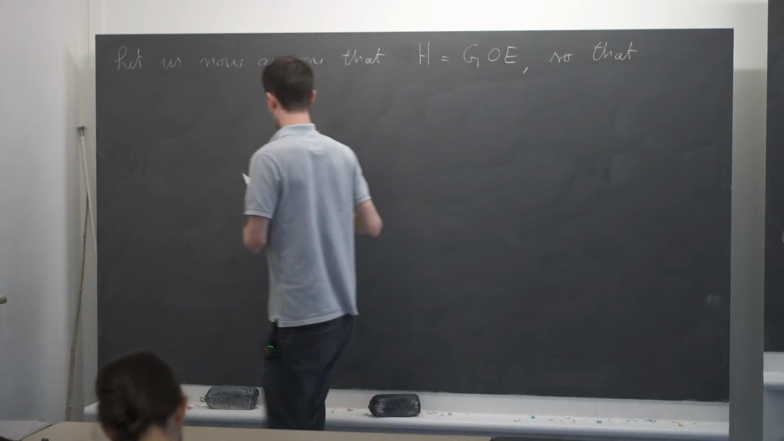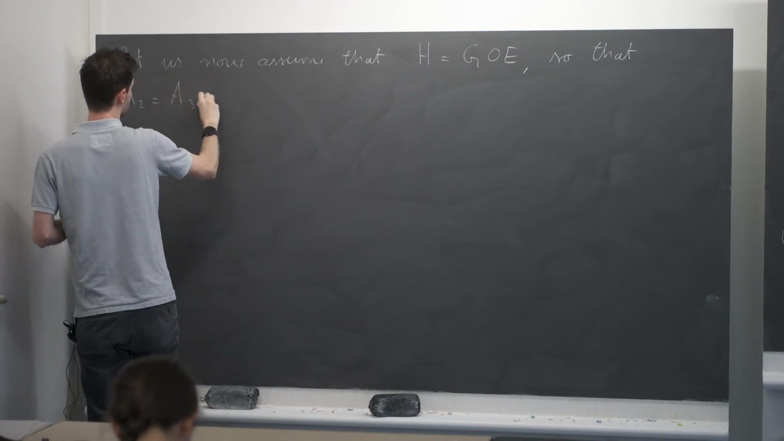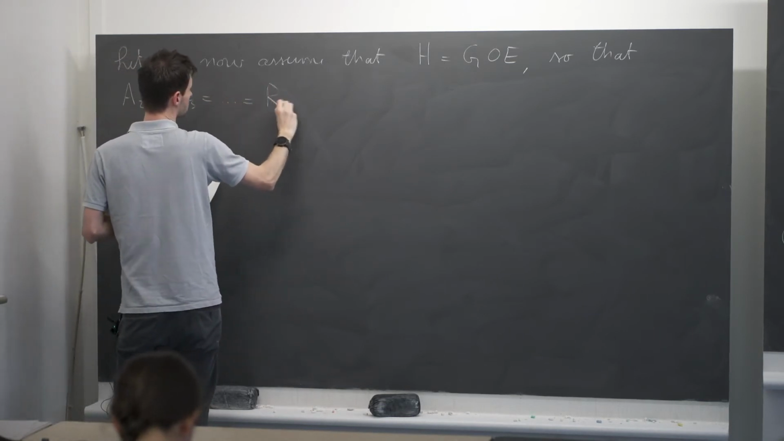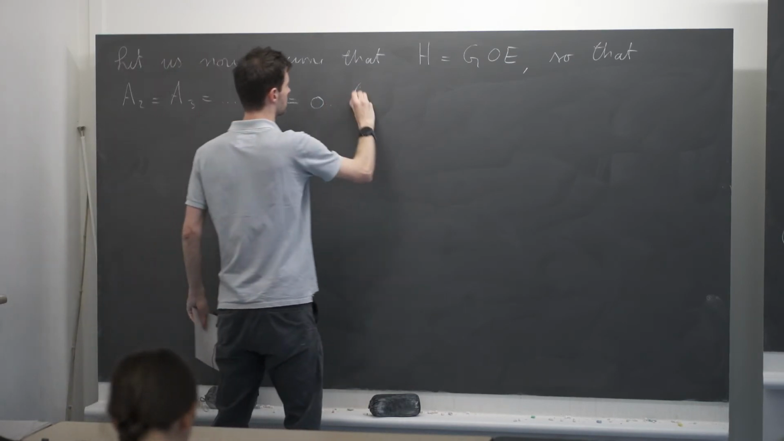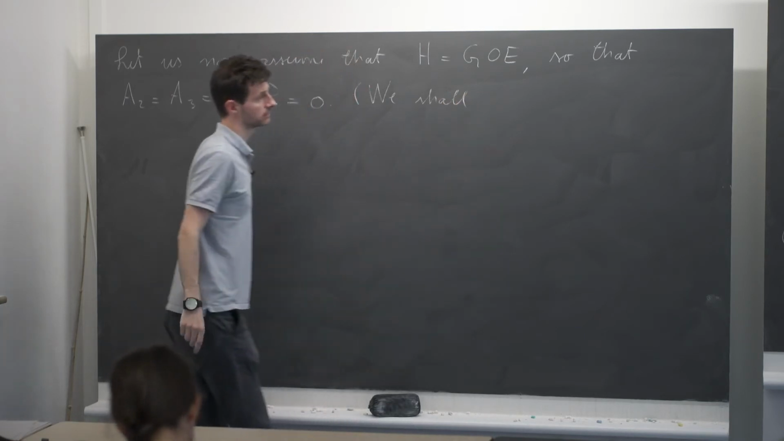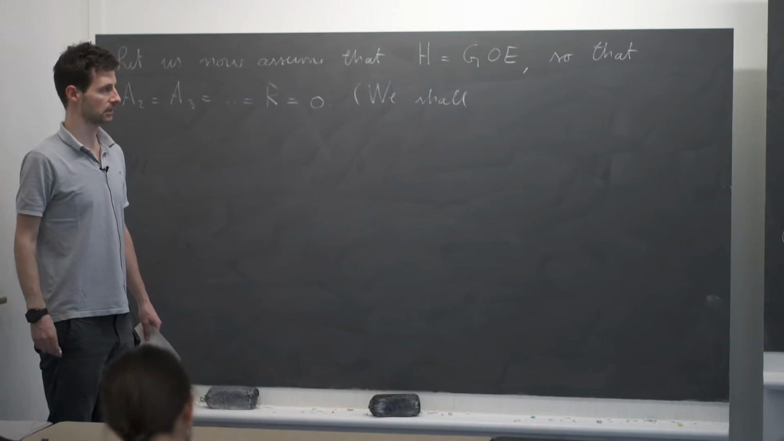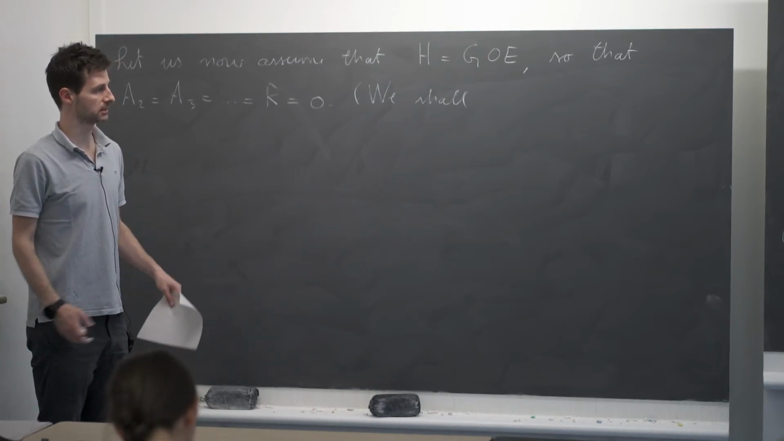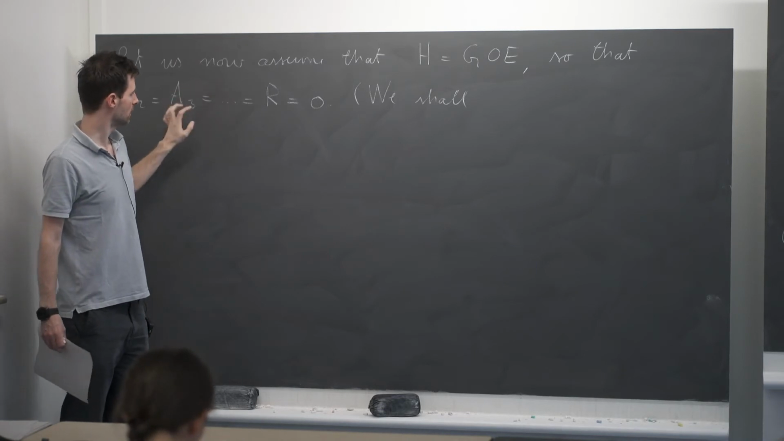So that A2 is equal to A3 is equal to R is equal to 0. I will return later to the general case. The moral is that the general case doesn't really change. It's basically the same. You get these additional terms, but it's a bit more technical.